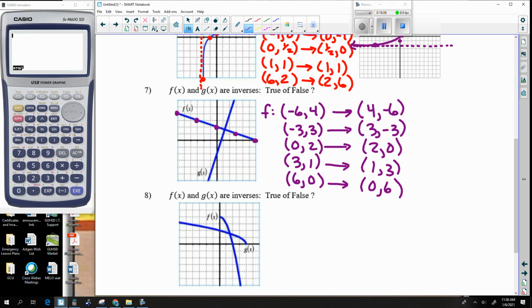Let's see if that is true. So I have the point for -6. Uh-oh. 3, -3. Uh-oh, not looking good. 2, 0, 1, 3, and 0, 6. This is the inverse of F. Notice how that is not G. So are F and G inverses? That's false. They have to be the same points, or inverse points.